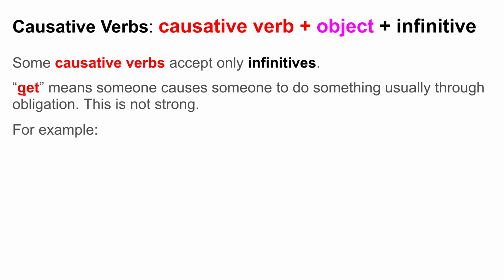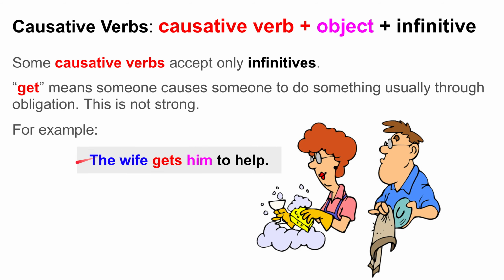Get means someone causes someone or something to do something, usually through obligation. And this is not strong, although it can be. Here's an example. The wife is washing dishes and the husband is helping. So what can we see? The wife gets him to help. So she's making the husband help. She gets him to help.